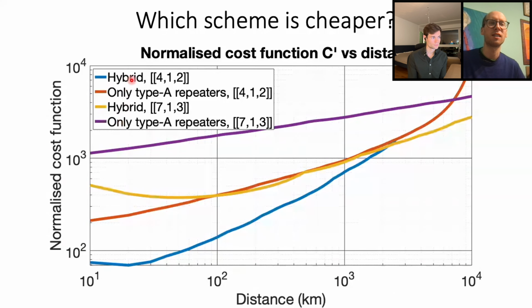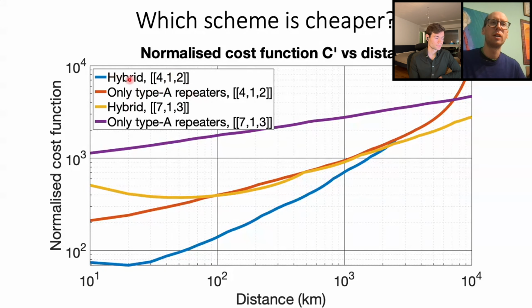And then we have 4 scenarios. In our scheme, we concatenate GKP qubits with the 412 code, and we concatenate GKP qubits with the 713 code. The 412 code is basically the one where we entangle 4 GKP qubits. 713 is when we entangle 7 GKP qubits.